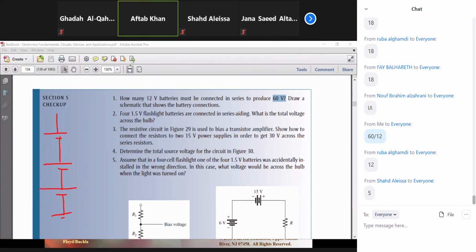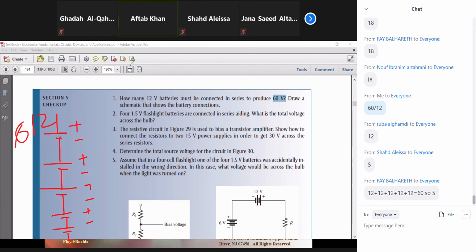So the long line, you know, what does it mean? This is positive, negative, positive, negative, positive, negative, positive, negative, like that. So this will be 12 volt, 12 volt, 12 volt. They will be connected in series in order to get it. Okay, something like that. You can get it from here.